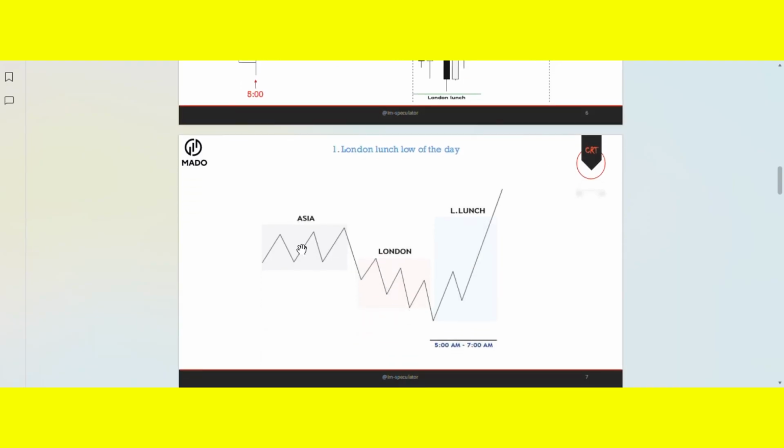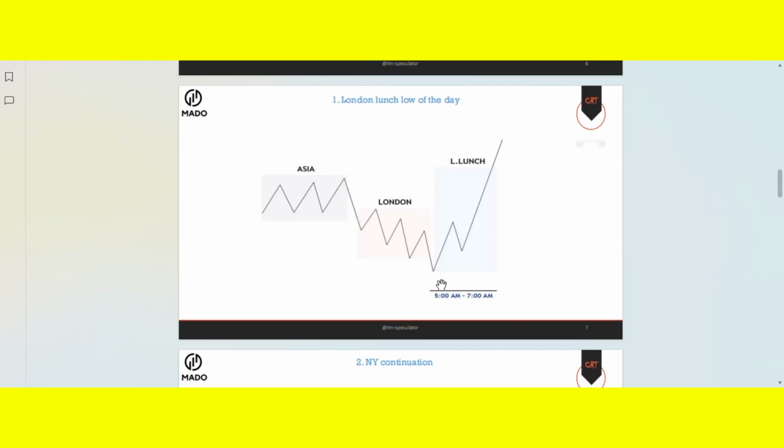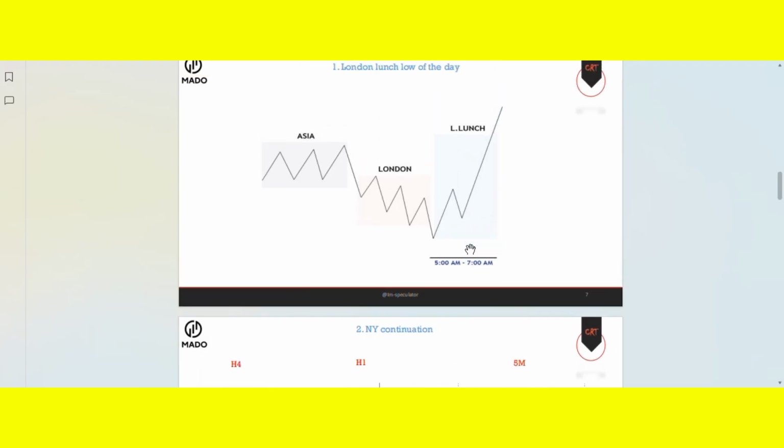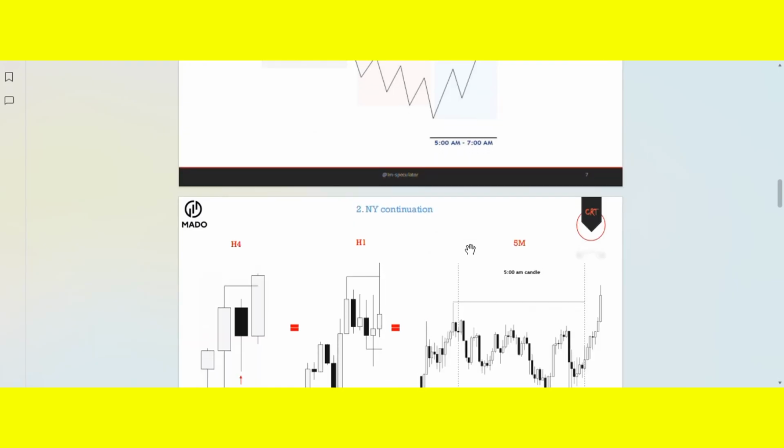London lunch low of the day. So we have the Asian session becoming the range, London manipulate, and New York or London lunch distribute. I think we have agreed. So Asian formed accumulation, London manipulate, and then New York session distribute. That is something you need to be conversant with as you go by.